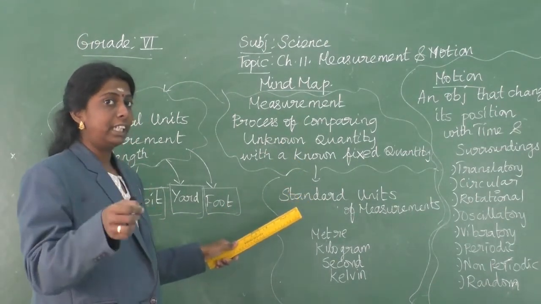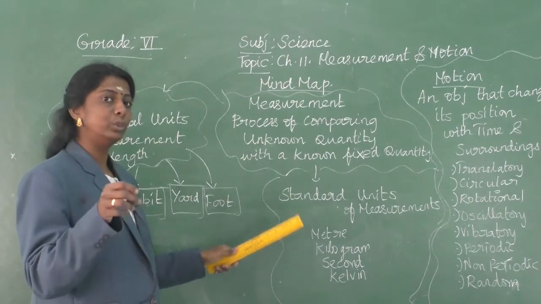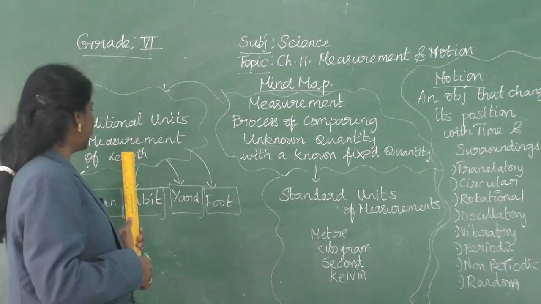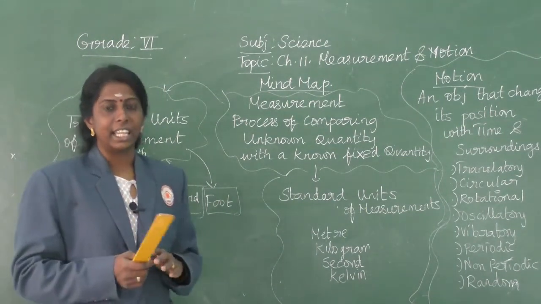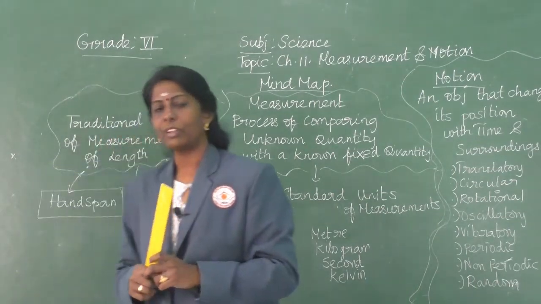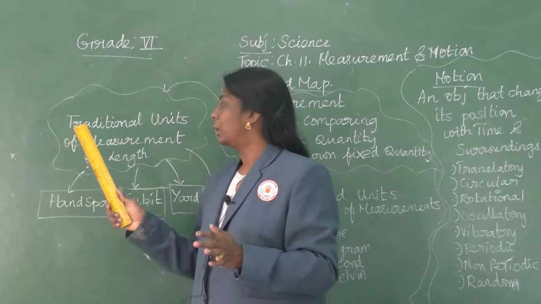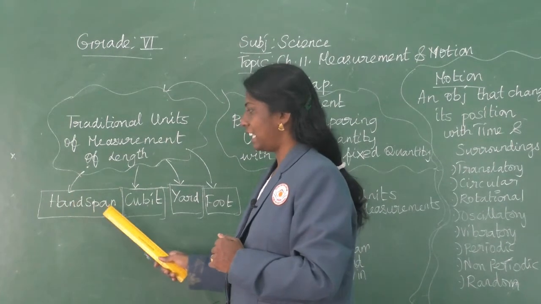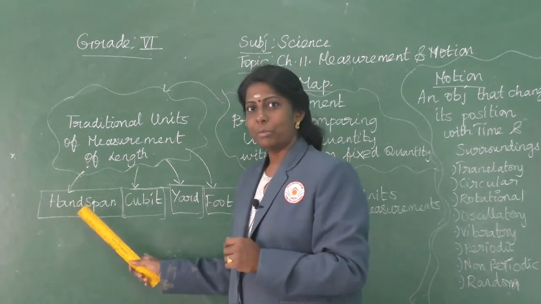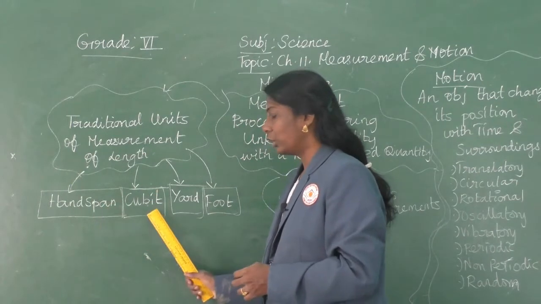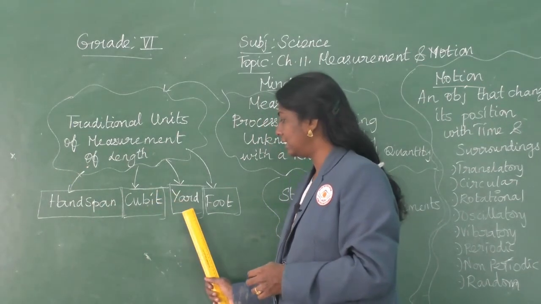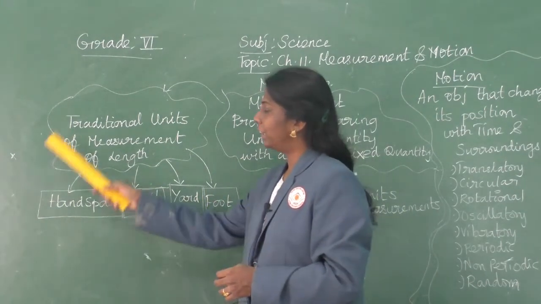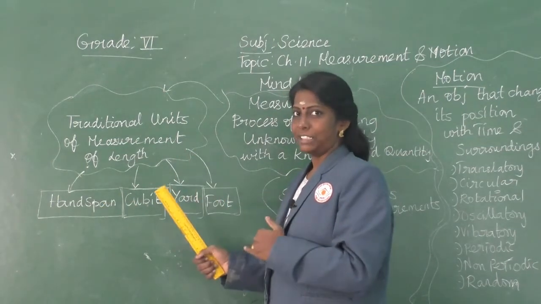For measuring the substances, that is classified into two types, that is standard units of measurement and traditional units of measurement. So in ancient days they used to measure all the substances, all the things, by some way. We are going to learn about that. First thing is hand span. Second thing is cubit. And third is yard. And fourth is foot. Okay, so we learn about all the ancient methods in detail.